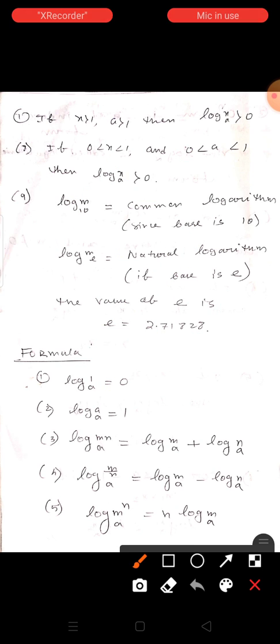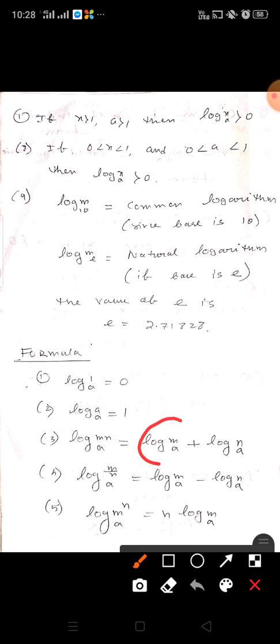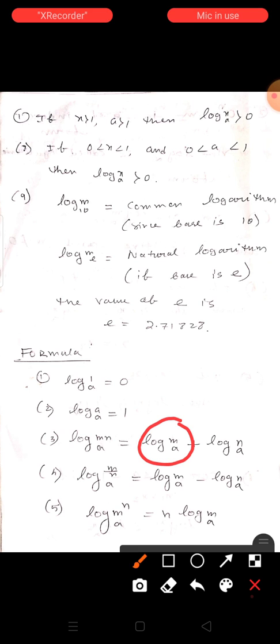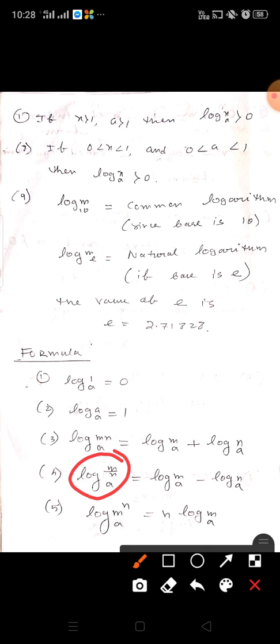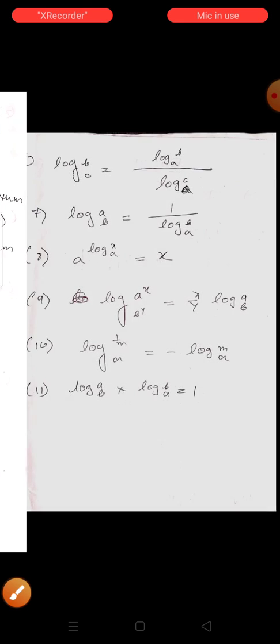Log of mn to the base a equal to log of m base a plus log of n base a. Then log of m by n to the base a equal to log of m base a minus log of n base a. Log of m to the power n to the base a equal to n log of m to the base a.